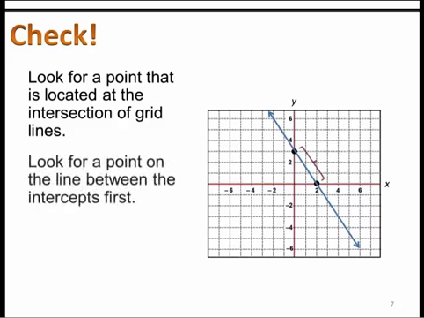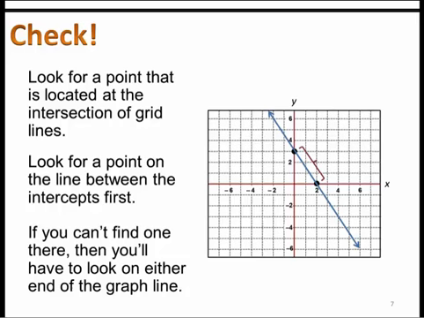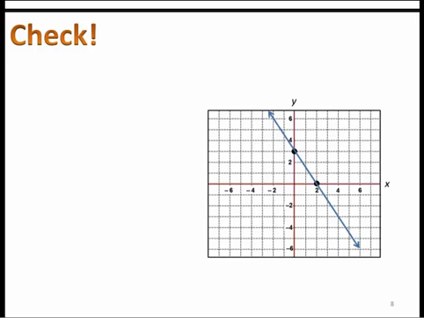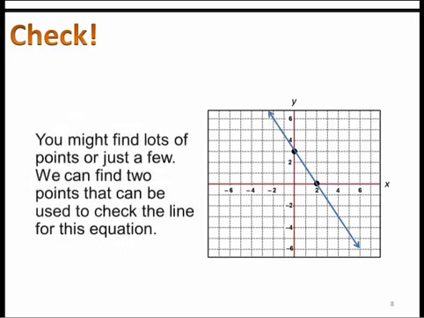We look for a point on the line between the intercepts first. This is generally the most accurately drawn component of the line itself. If you can't find one there, then you'll have to look on either end of the graph line. You might find lots of points or just a few. We can find 2 points for this equation that can be used to check the line. On this end of the line, we see the intersection here is a point that we might possibly be able to use. And on the other end of the line, we can find another point that could possibly be used as well.